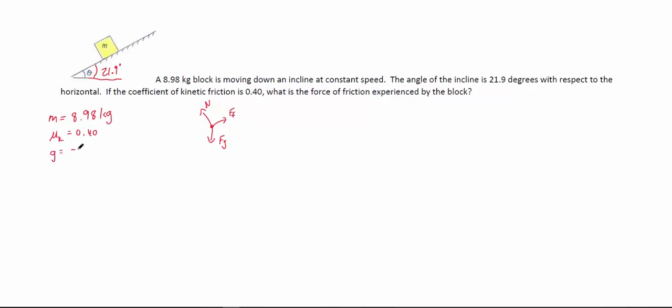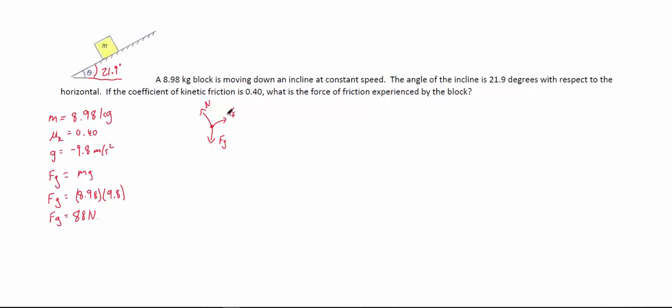Now, we know the mass, and we know the acceleration due to gravity, negative 9.8 meters per second squared, so we can find the force of gravity. Force of gravity is mg, which is 8.98 times 9.8. Force of gravity equals 88 newtons. So there's one more thing that we've just found out.